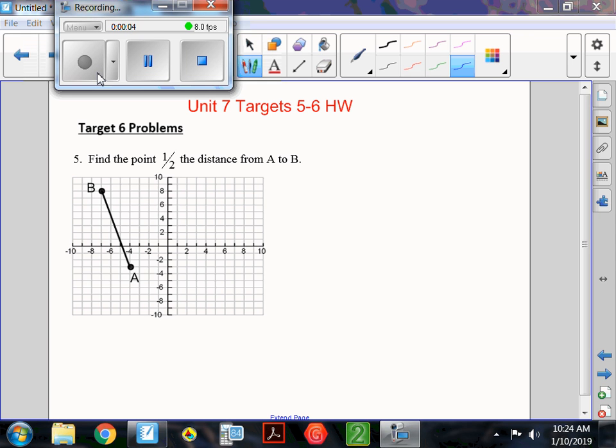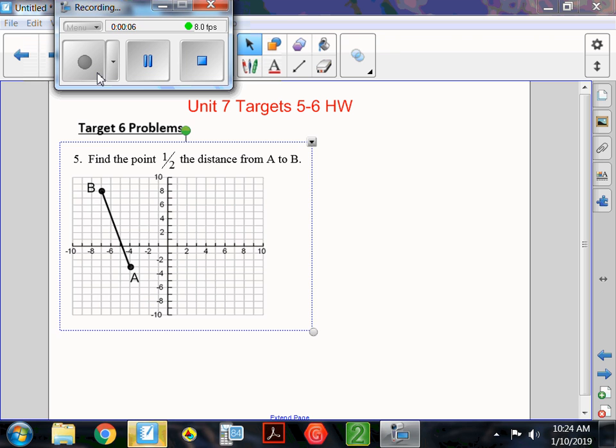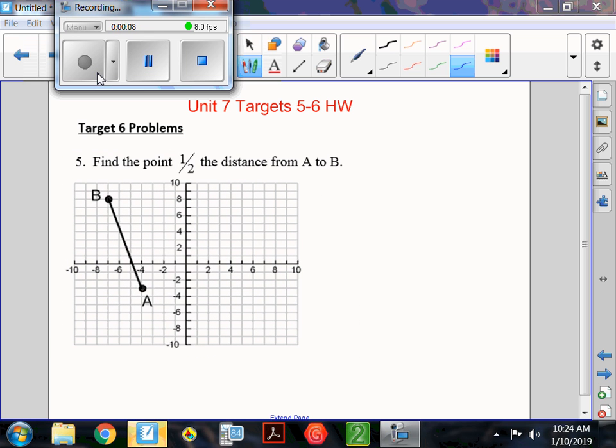Okay, this is number 5 in the worksheet. I'll make my graph a little bit larger. I'm going to do this problem twice. First, I'm just going to do it with the graph and show graphically how it works, and then also show how to do it without the graph.